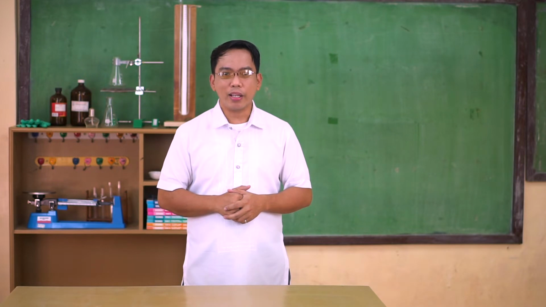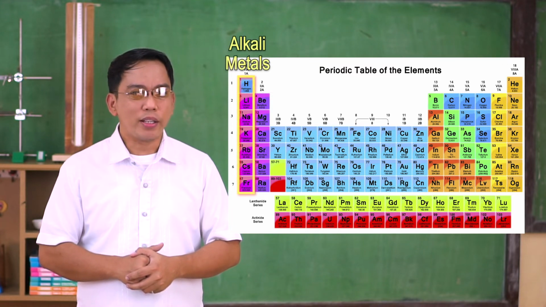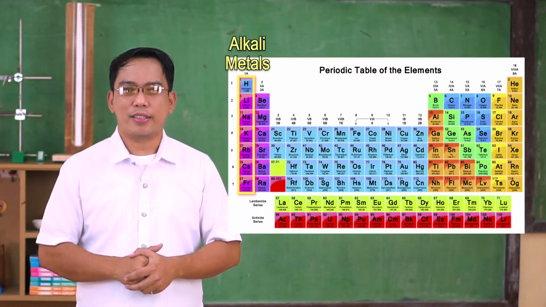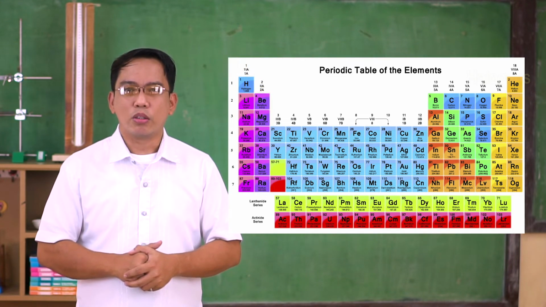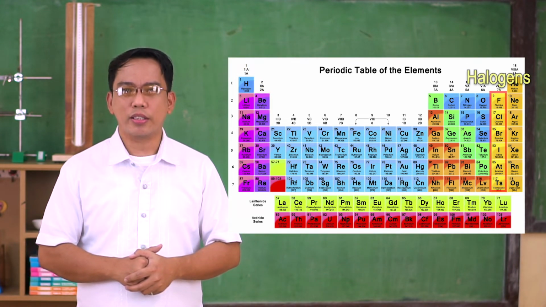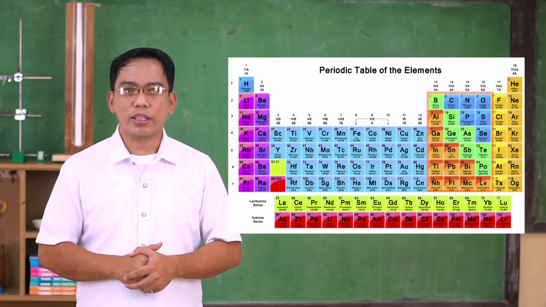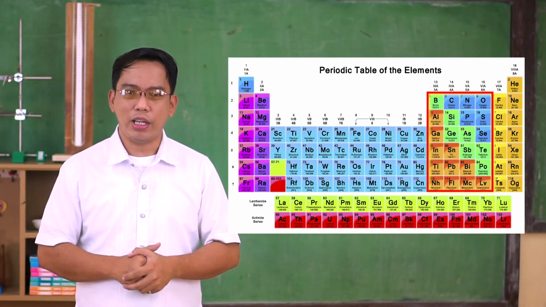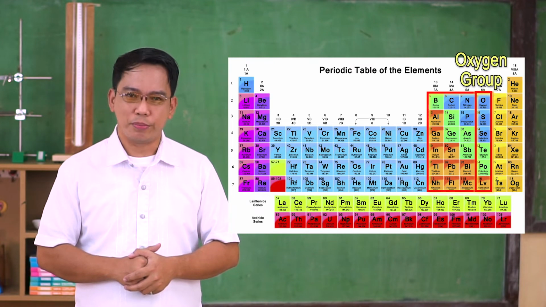Let us identify the principal families of elements. Some groups have their special names. Group 1 is named the alkali metals, group 2 the alkaline earth metals, group 17 the halogens, and group 18 the noble gases. Groups 13 to 16 are named based on the first element found in their families. Thus, group 16 is called the oxygen group.